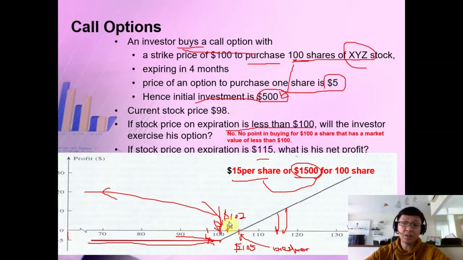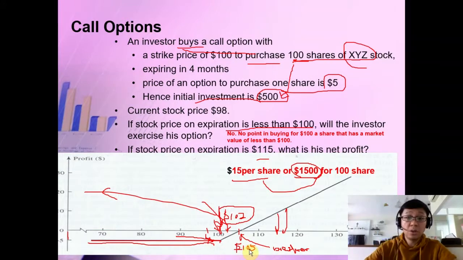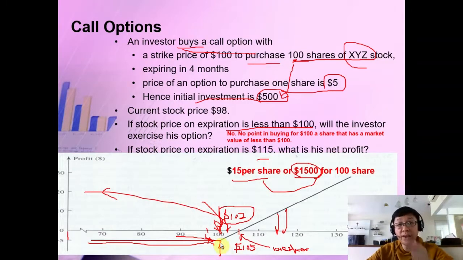So the question is, what happens if the market price is 102 instead of 105, before your break even? Should you exercise the call option? Yes, you should still exercise, which means that whenever the price is above 100, you will exercise your call option. Why? At 102, even though it's losing money, because my break even point is actually at 105, I will still exercise my call option.